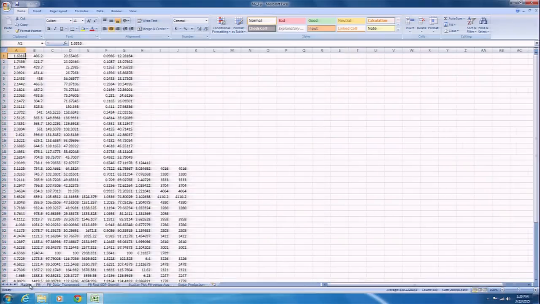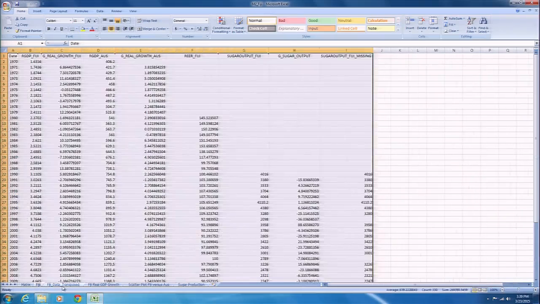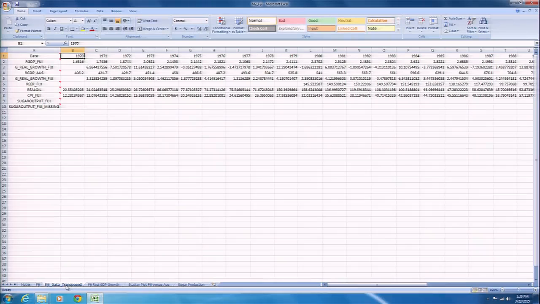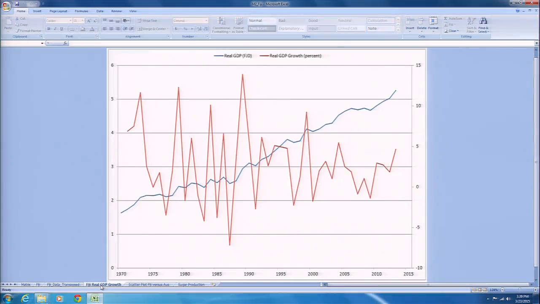Now, what I'd like you to get into the habit of is trying to see some of the salient features of the data before you even bring it into any econometrics package. The first thing I want to point out to you is essentially the growth rate of real GDP in the case of Fiji.